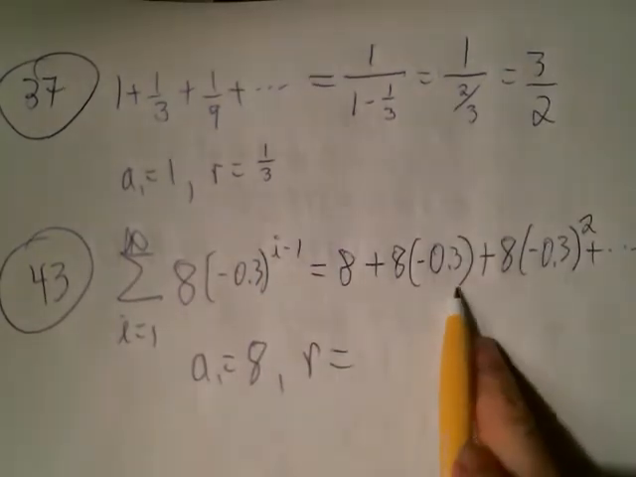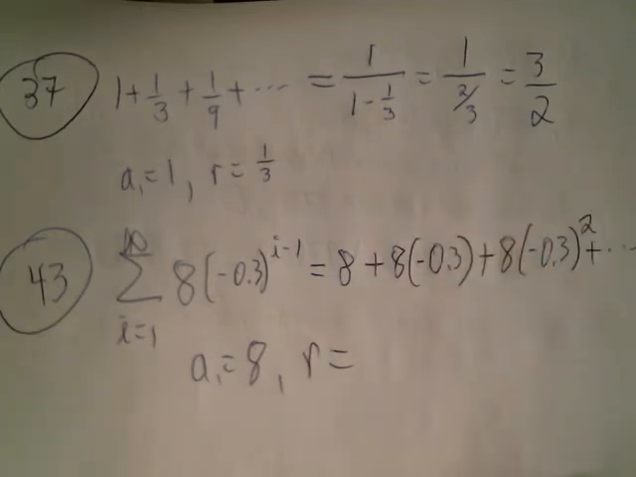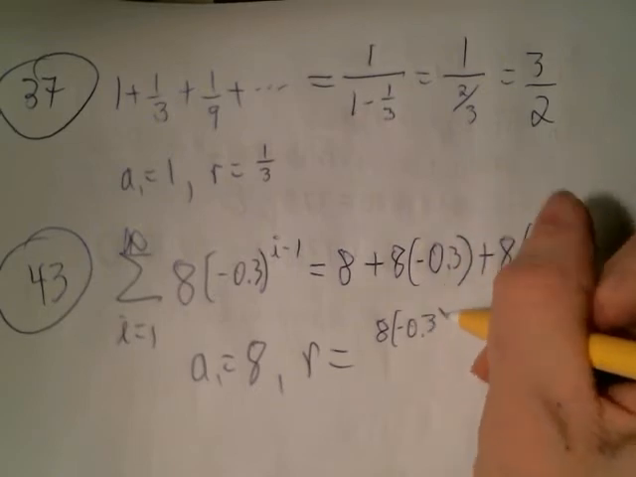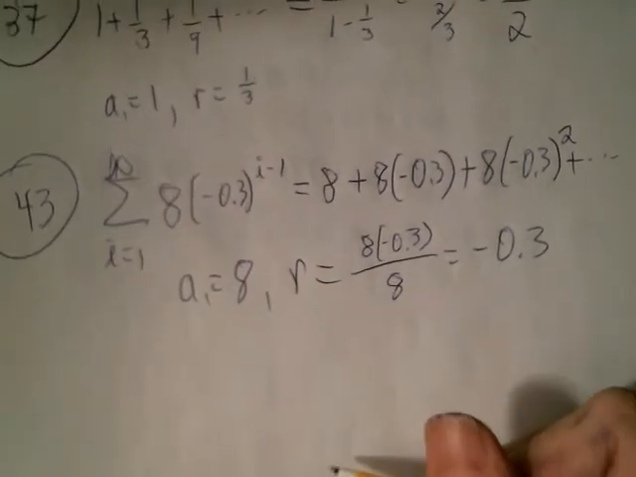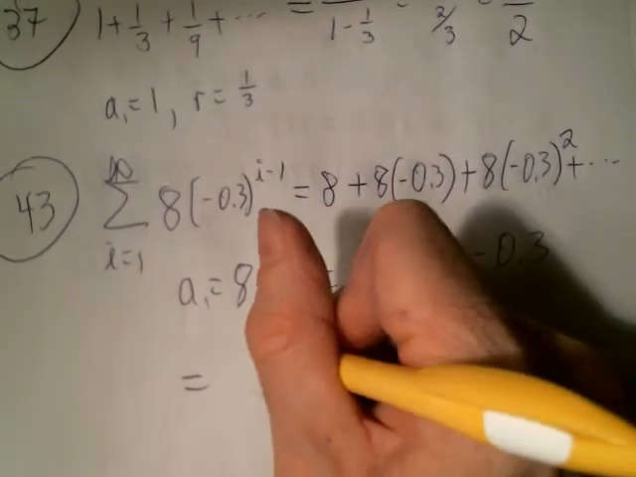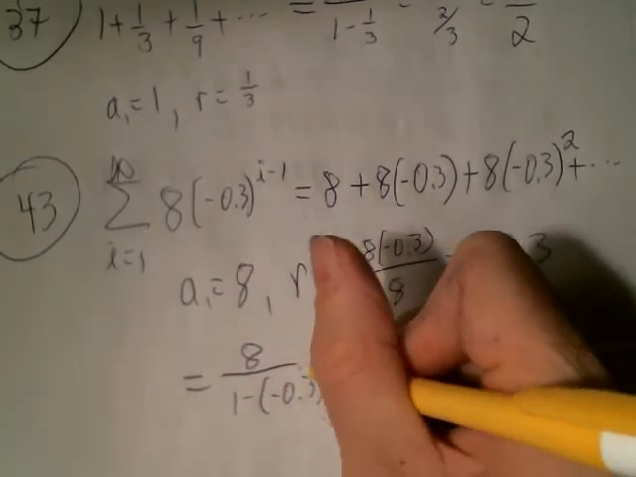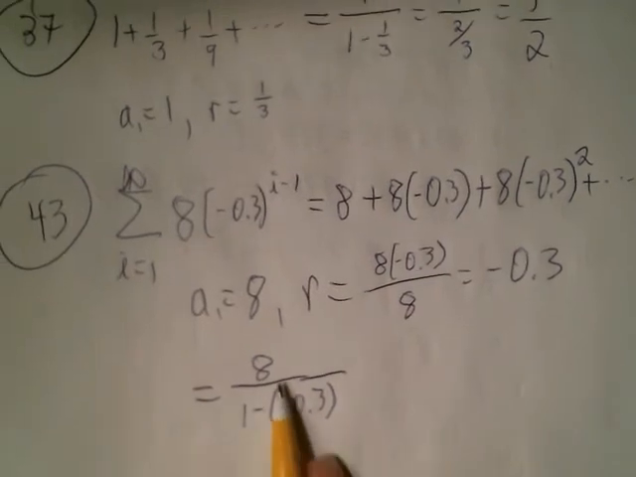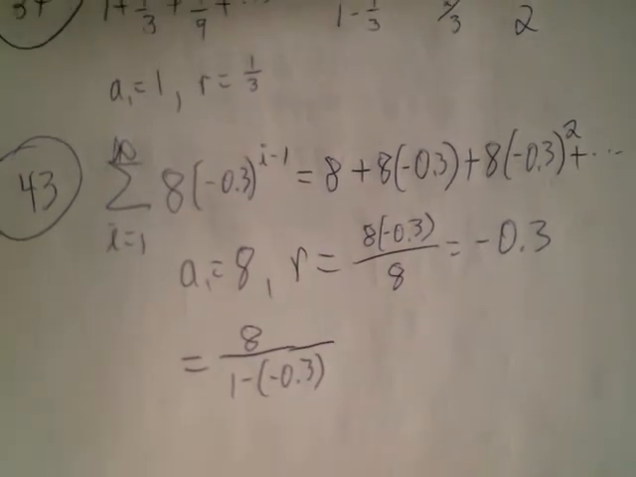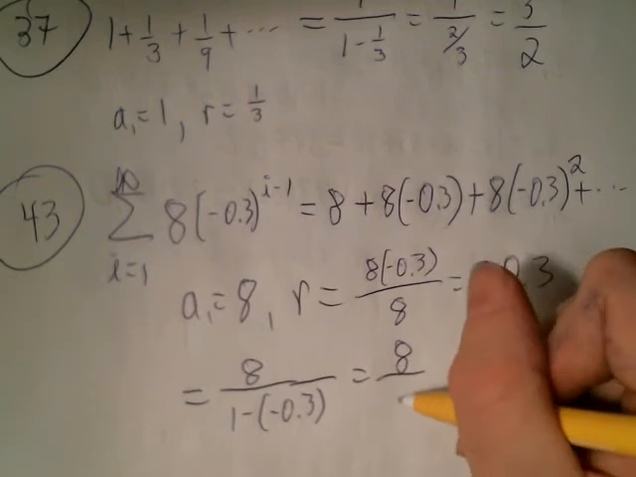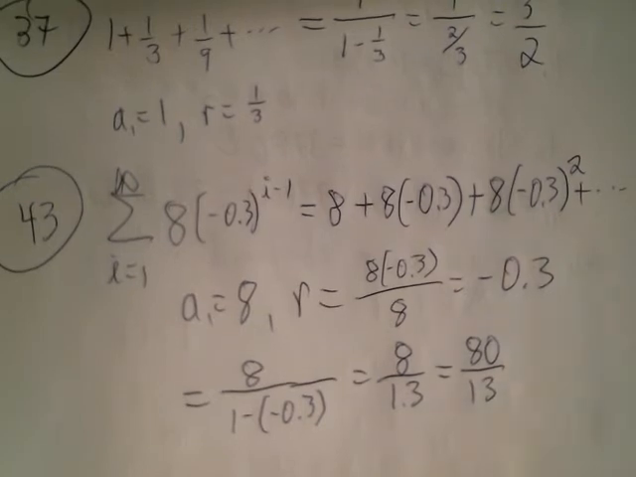The r value, you just take these two and divide them, and of course you just get negative 0.3, right? So it's 8 times negative 0.3 divided by 8, which is negative 0.3. Okay, so our answer then will be 8 all over 1 minus negative 0.3. It's kind of weird because the r value is negative this time, but that happens. This one was positive. This one was negative. So I'll have 8 divided by 1.3, or if you'd rather, 80/13.